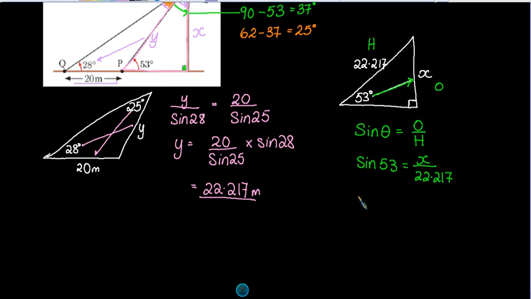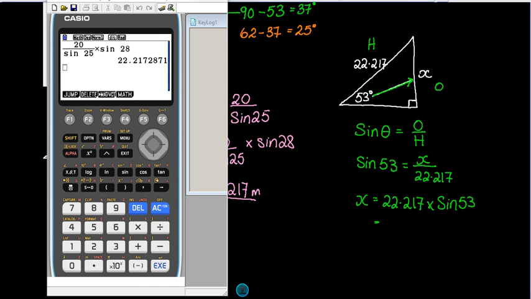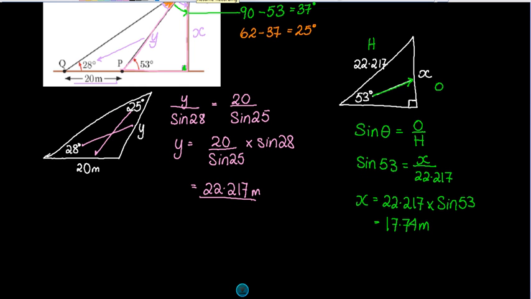How do I get rid of the divide by? We're going to times. Okay, go to your calculator. What would be really good, I've still got my answer in here from above, so I can just now go times, so it takes that answer, times sine 53, and we get 17.74. And that's it done.